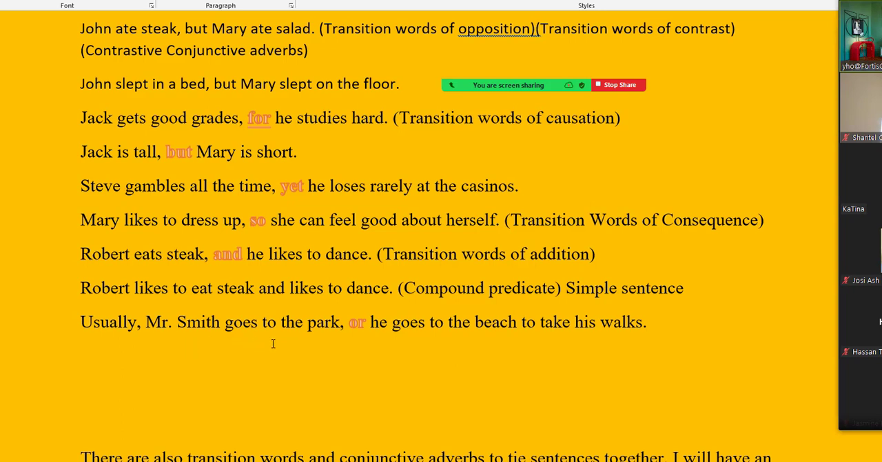Usually John goes to the park or he goes to the beach to take his walks. Is this a compound sentence or a simple sentence? Jasmine. Usually Mr. Smith goes to the park or he goes to the beach to take his walk. Is this a compound sentence or a simple sentence? Compound. Yes, because you have FANBOYS. Anytime you have FANBOYS in the middle of the sentence and you have the comma before the FANBOYS, that is a compound sentence.